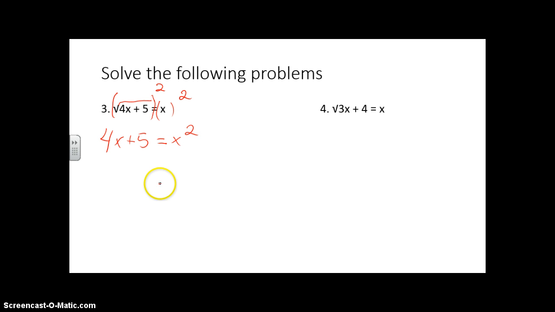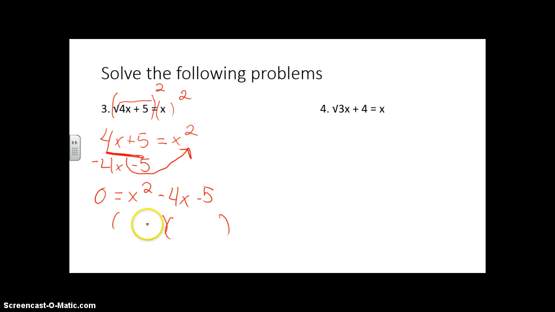Now what I want to do is set this equal to 0. So I have x squared on the right, I have 4x plus 5 on the left. I'm going to take all of this and move it over to the right side, and you'll see why. So I'm going to subtract 4x, subtract 5, so what I'm left with is 0 equals x squared minus 4x minus 5. Now notice we have a polynomial and we have to figure out what x is going to be. So I'm going to factor to figure this out.